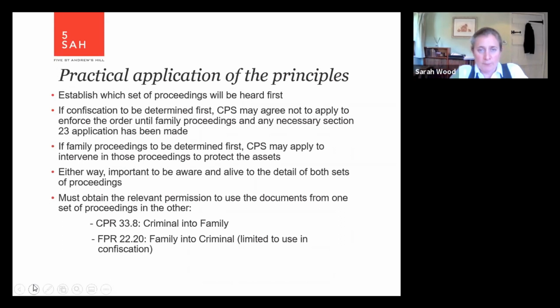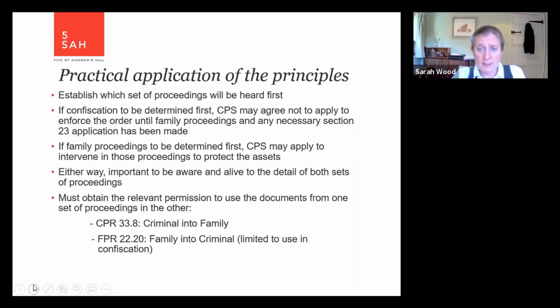So having looked at the main themes from the case law, the question obviously arises: how do these apply in practice? The first thing to try and establish, if possible, is which set of proceedings is going to be heard first. Inevitably, or I say inevitably, but it's more likely than not, that the CPS may seek to argue that the confiscation proceedings should be determined first.